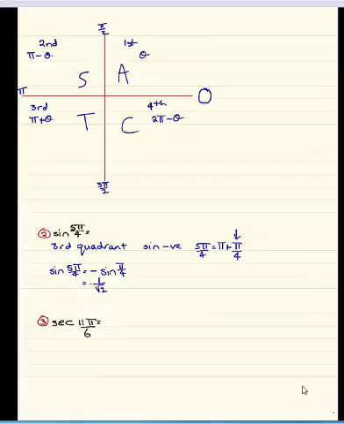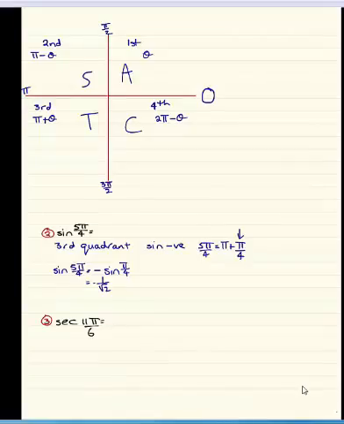The next one's a bit complicated. Sec of 11 pi over 6. So sec is related to cos. That's the first thing we need to consider. So we're working with the cos ratio. And the second thing is the 11 pi on 6. So think about your fraction, 11 over 6. We're almost at 2 pi. This puts us into the fourth quadrant. So we're working with cos in the fourth quadrant.